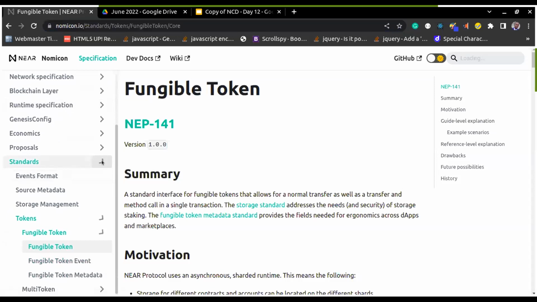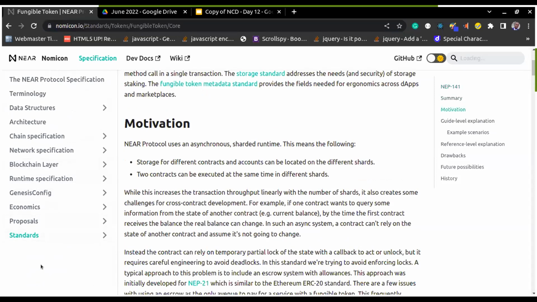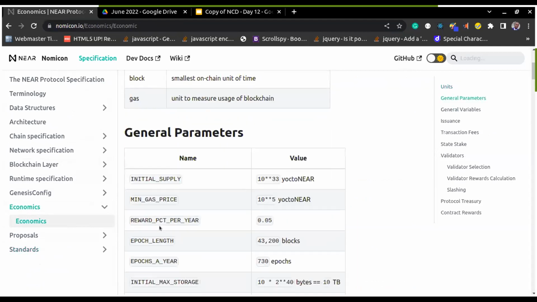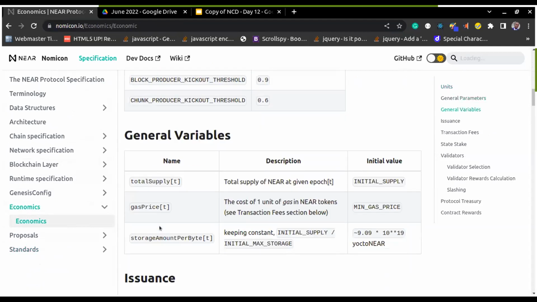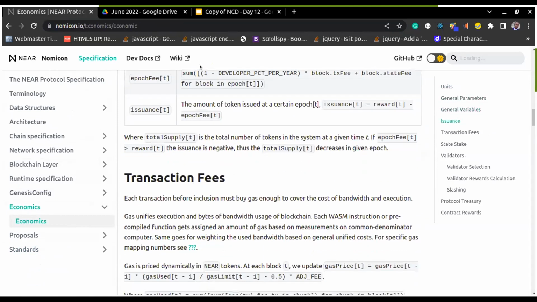One of the things we're going to talk about today is standards. It comes last, you realize that. There's also something you can learn about economics over here, the economics of the NEAR protocol blockchain.